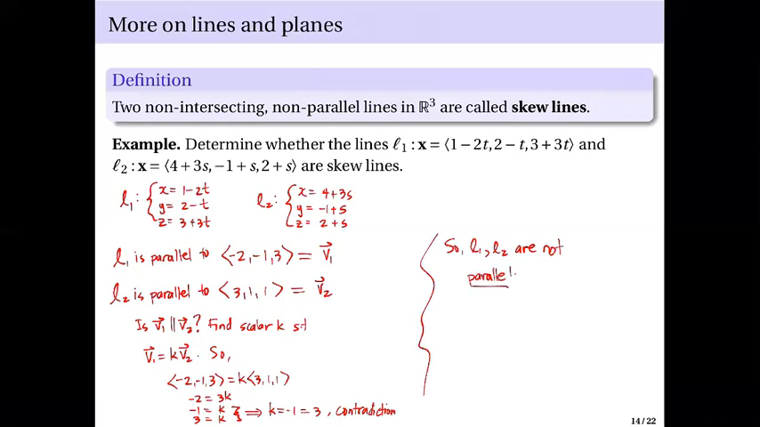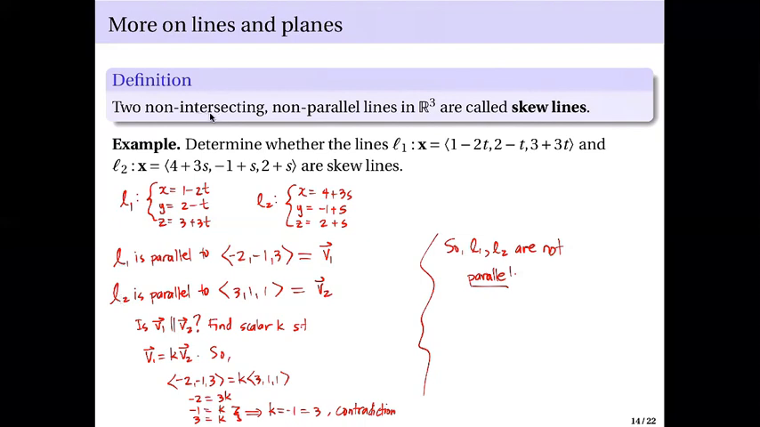Okay? Yes, question? Yes. So basically, if we would do this step and we wouldn't find any contradiction, that would mean they are parallel, right? Yes. If you were able to find that scalar K satisfying something like this, then the two lines are parallel. If you cannot find that K, it's a contradiction, then they are not parallel. So that's the first one, non-parallel. We are sure now L1 and L2 are not parallel to each other.